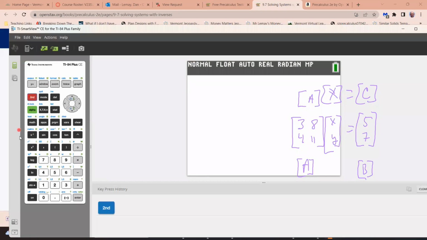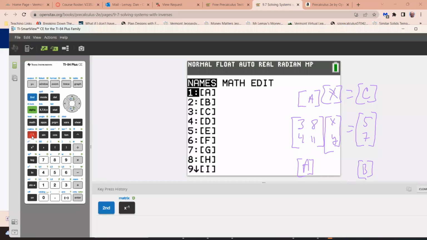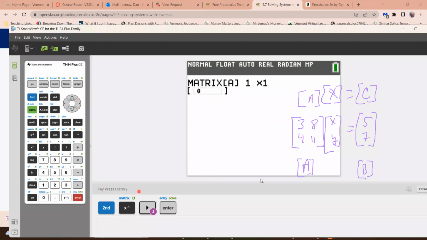We're going to do second matrix, and it kicks up this matrix menu, and we want to edit. So what we do, we have to scroll over using the arrows to edit. I want to edit matrix 1. And this is 2 rows, 2 columns. So 2, enter, 2, enter.